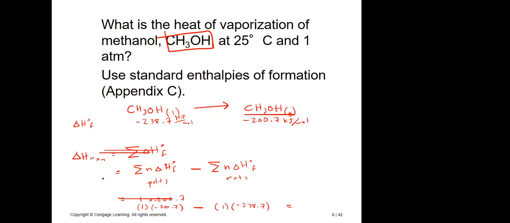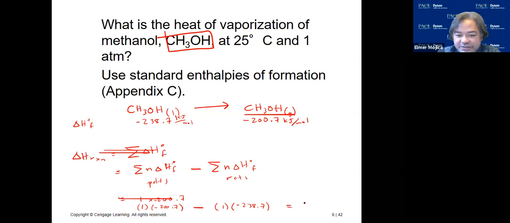$38. Okay, so you have there 38. So what does this mean? How are we going to interpret this? For every 1 mole of methanol, you need 38 kilojoules to convert it from liquid to gas phase.